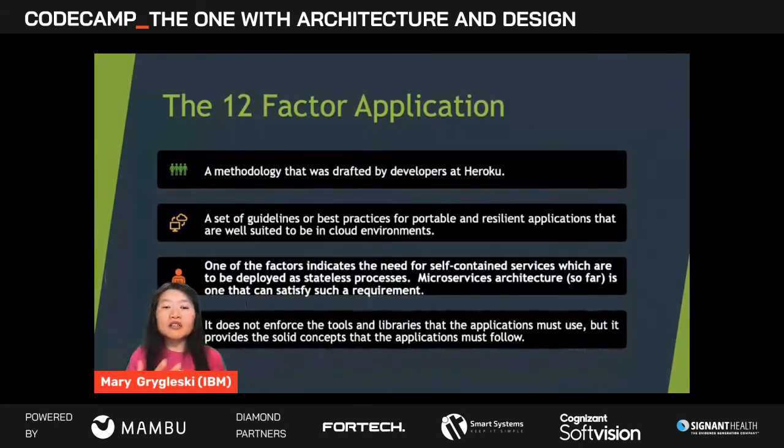But okay, I wanted to bring up that for cloud native applications, the guiding principles are called the 12-factor application. This is a methodology drafted by developers at Heroku. It's a set of guidelines or best practices for portable and resilient applications that are well suited to cloud environments, leveraging the cloud infrastructure. One of the factors indicates the need for self-contained services, which are to be deployed as stateless processes. So that's the keyword, right?